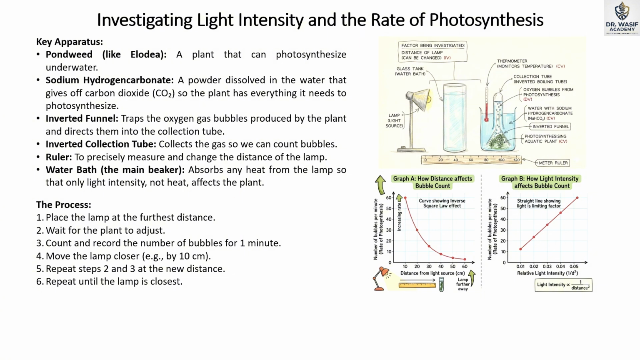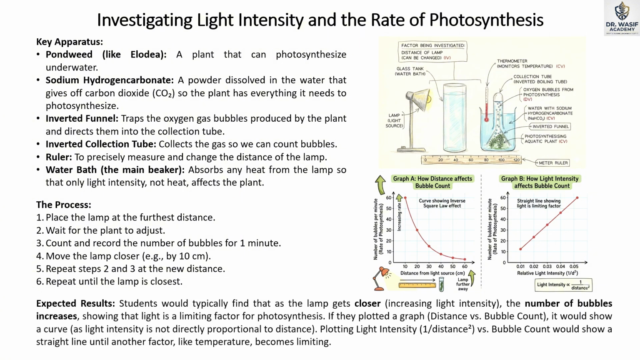Now look at the results. What will happen? If you plot distance against the bubble count, you get a curve. This is because light intensity does not drop in a straight line. You can see the curve here. Light intensity does not drop in a straight line as you move away. It follows the inverse square law.